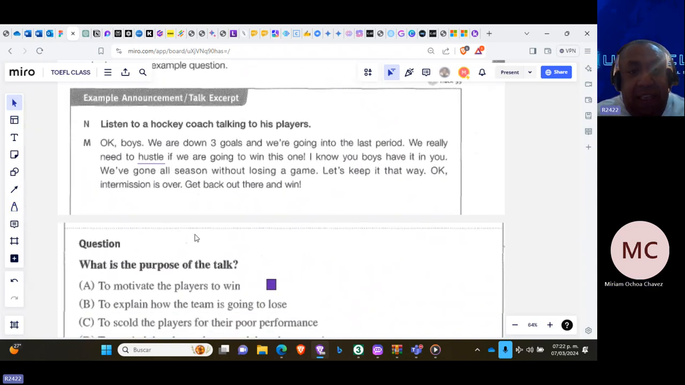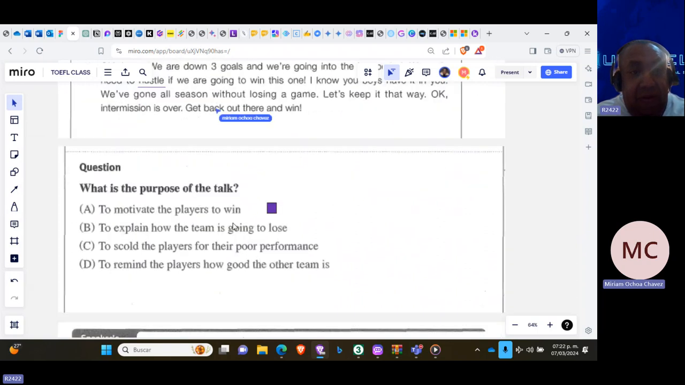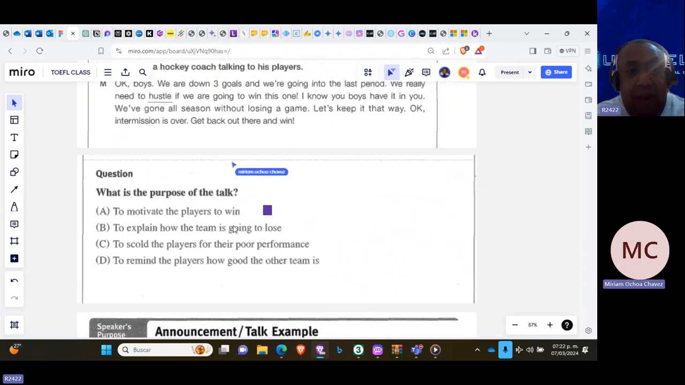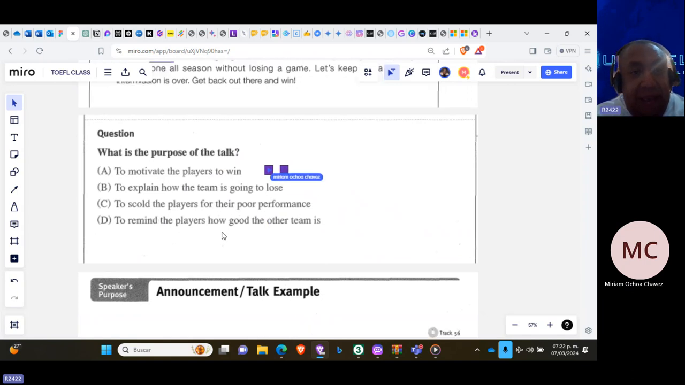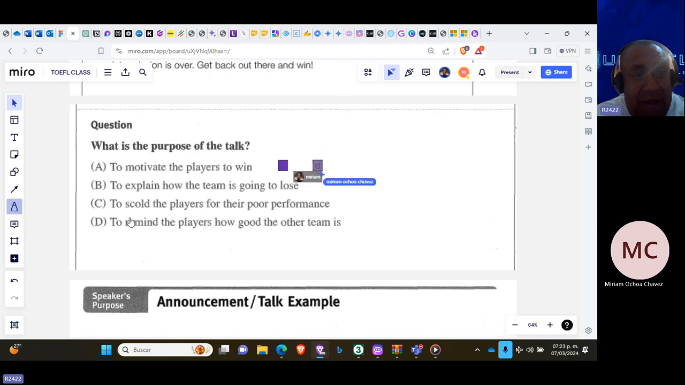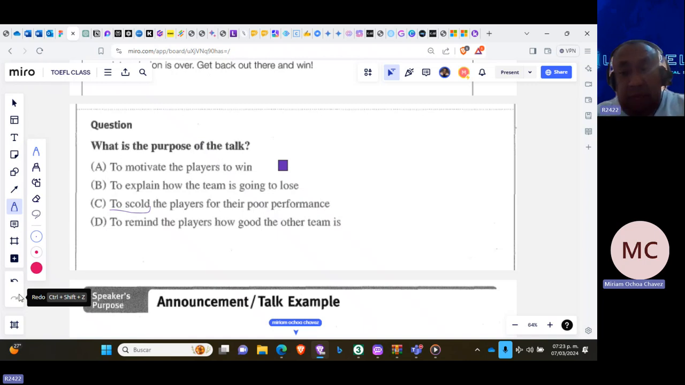Okay, so it says, what is the purpose of the talk? A, to motivate the players to win. B, to explain how the team is going to lose. C, to scold the players for their poor performance. Or D, to remind the players how good the other team is. Look, what is this one? To scold. Scold. I don't know. Please write that. Scold. También es castigar. Castigar. Scold.